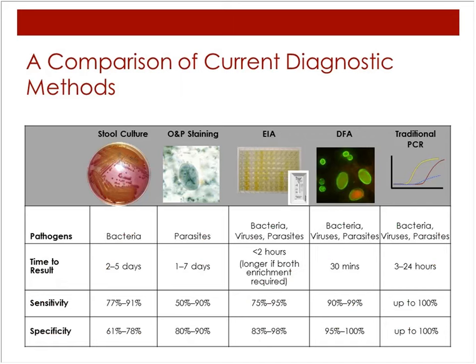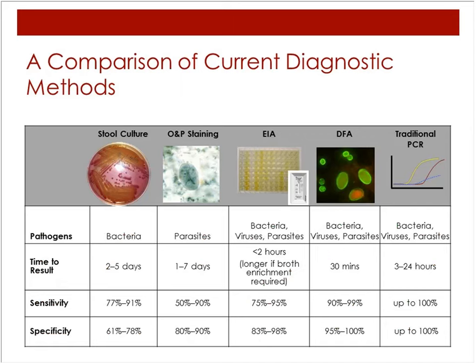There are a variety of traditional testing methods available to diagnose gastroenteritis. This includes the traditional stool culture that can take anywhere from 2 to 5 days, depending on the pathogen that you're looking for. The ova and parasites exam is next, and this is truly a dying art, as the more senior and experienced parasitologists have retired or will be retiring in the near future. The turnaround time for this can also take anywhere from 1 to 7 days, and it is also limited in what you can pick up from the O&P stain.